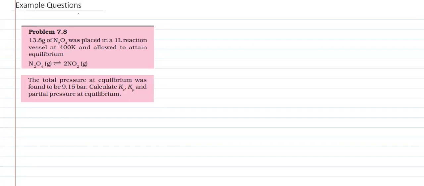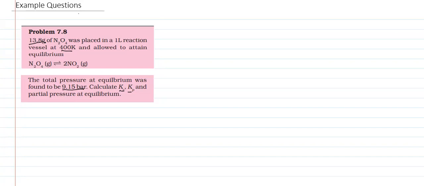13.8 grams of N2O4 was placed in a 1 liter reaction vessel at 400 Kelvin and allowed to attain equilibrium. Now, the total pressure at equilibrium was found to be 9.15 bar. Calculate Kc, Kp, and the partial pressure at equilibrium. We need to calculate the partial pressures of these substances. We also need to calculate Kc as well as Kp.